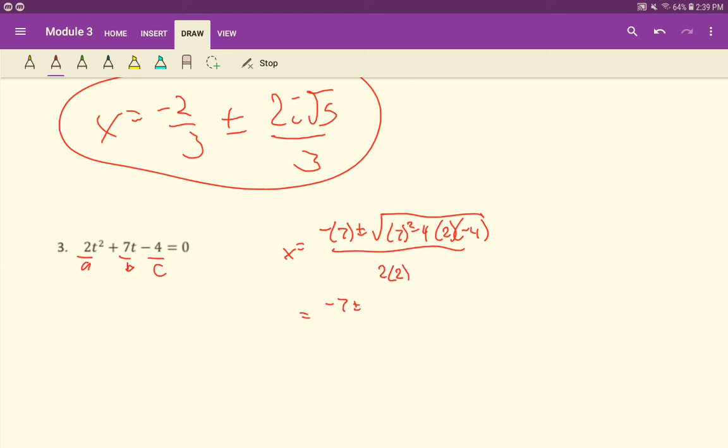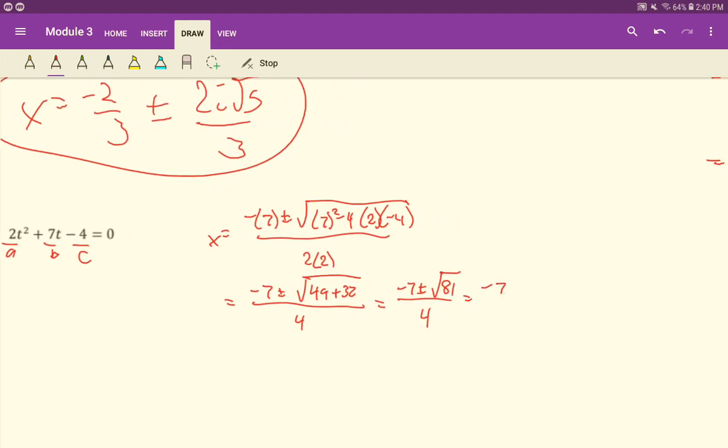So we get negative 7 plus or minus the square root of 49. And then let's see here, negative 4 times 2 is negative 8. Negative 8 times negative 4 is positive 32 over 4. And so we get negative 7 plus or minus the square root of 49 plus 32, which is 81, over 4.